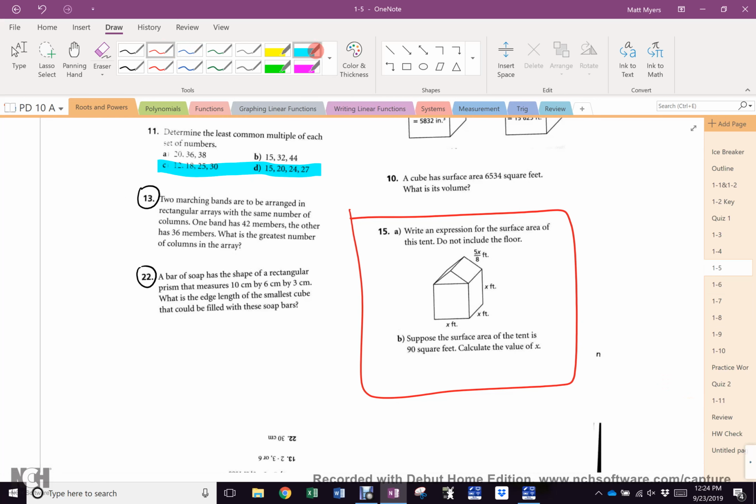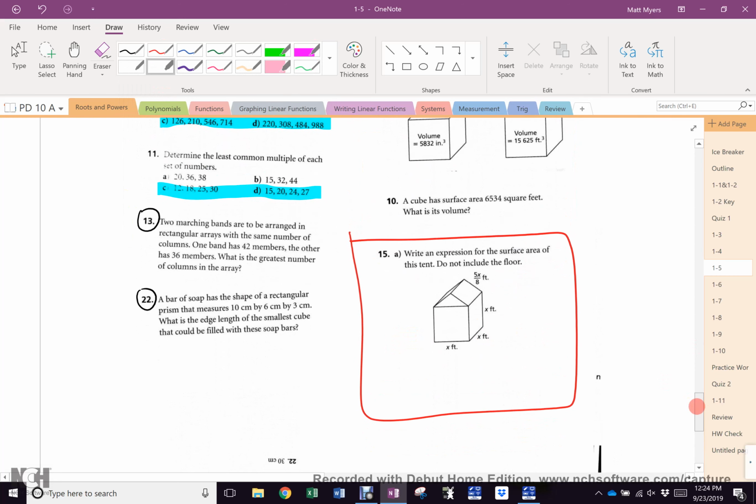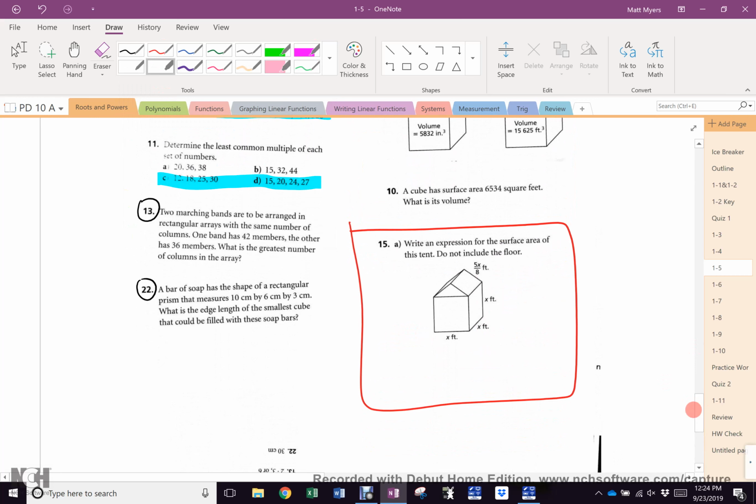Do not do the surface area part. On page 32, wait, let me think. Not yet. Do not do that yet. We need to do one more thing.